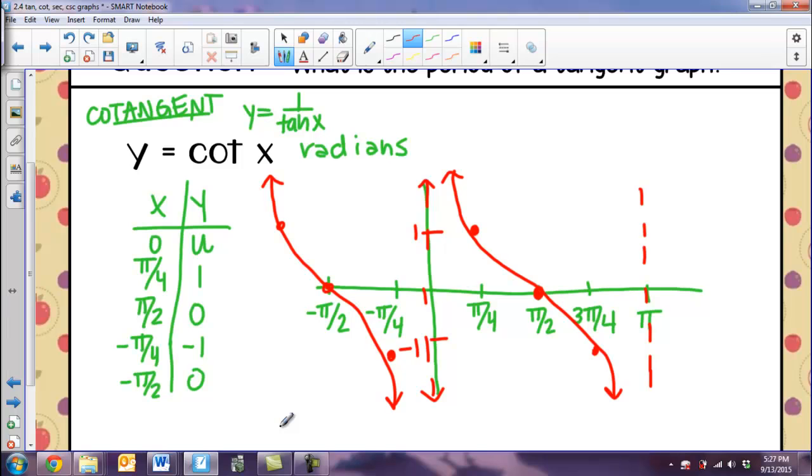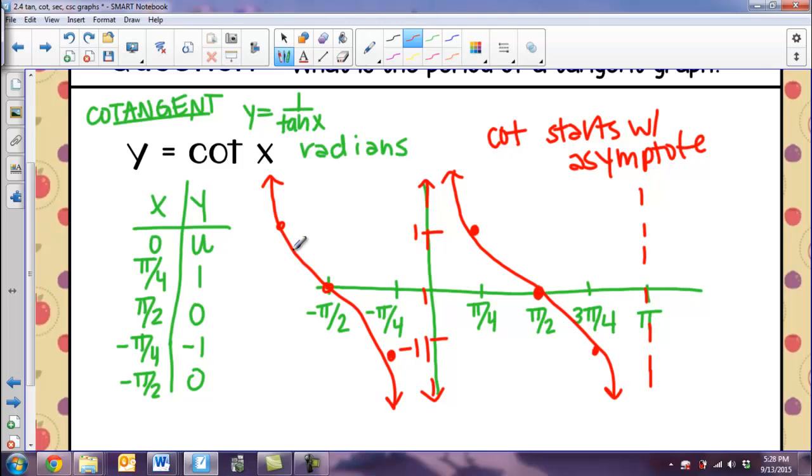So basically, wherever tangent had an asymptote, now you have a 0 point, and wherever tangent had a 0 point, you have an asymptote. Okay, and then again, this one goes from high to mid to low, but cotangent starts with that asymptote if there's a phase change.